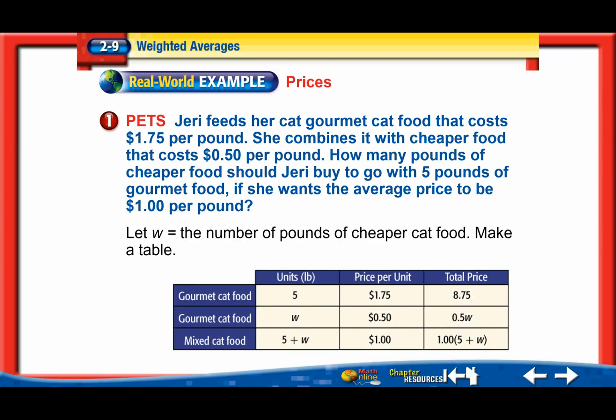So we're going to let W be the pounds for each one. So we have units. So we're going to say there's 5 pounds of gourmet cat food. We need to know how many of the cheap cat food, and then the mix is 5 pounds plus the other one. So that's how you come up with those numbers. So price per unit. Well, they said 5 pounds at $1.75. We don't know the weight or how many of these, and we want it to average out to a dollar per pound.